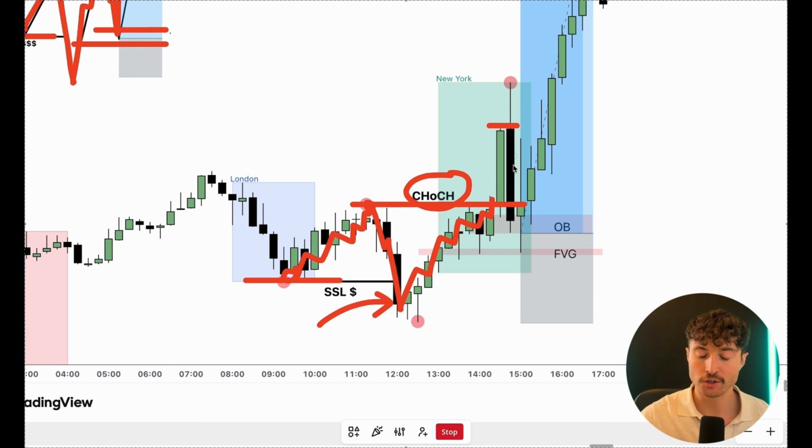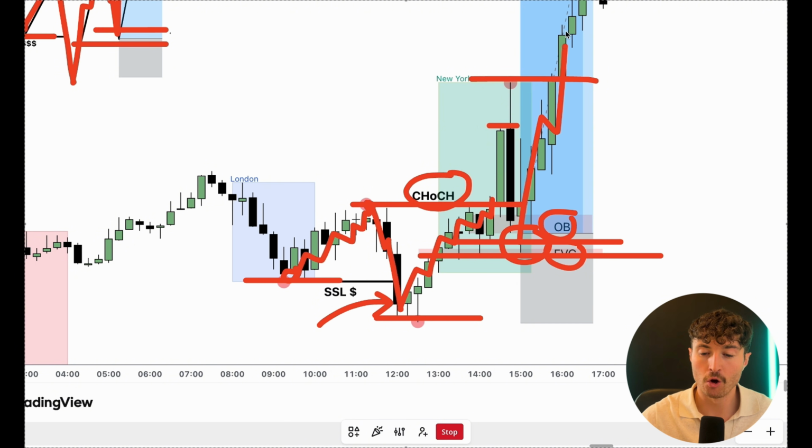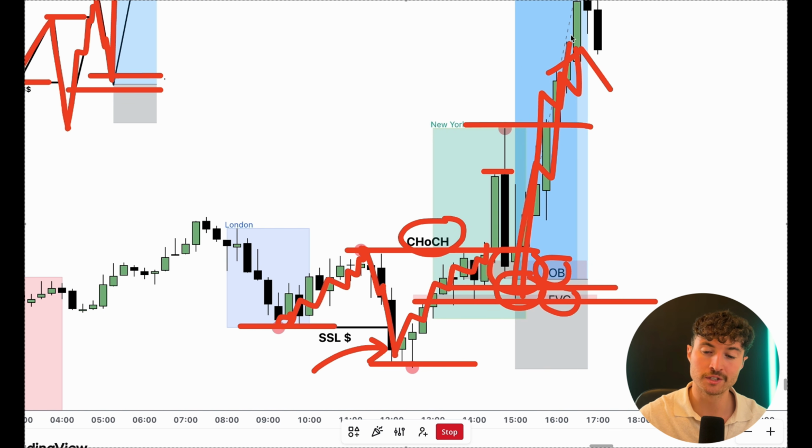Then once you've seen that, you're going to look for a pullback into an order block, a fair value gap, or you could even look for a Fibonacci retracement. So if you plot a fib from this low to this high, you can look for price coming back into the 61.8, 72% retracement, get filled, and then look at targeting higher prices. So this is the most conservative entry model, and sometimes you're not going to get that pullback in price, and price is just going to continue without you.